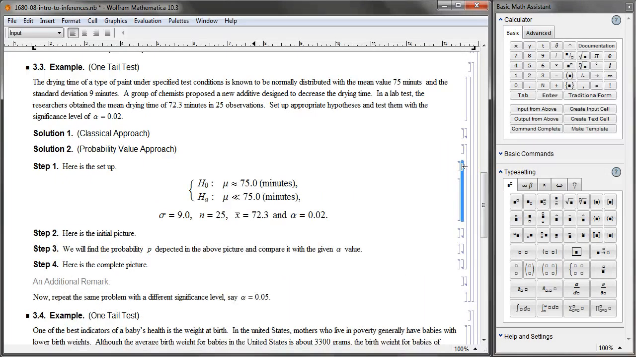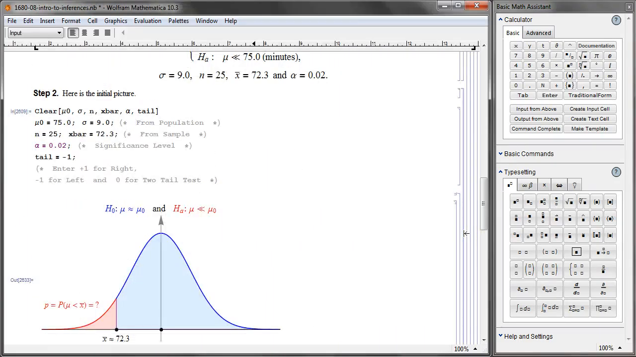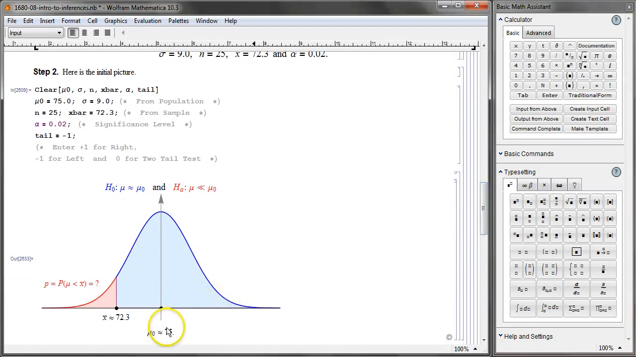The same setup and initial picture, which is a little bit different this time. Centered around 75, well, that's normal. We have to do it around the null value. But instead of looking for the critical value, the threshold, we just consider 72.3 and calculate the area beyond 72.3. And then what do we do? Compare that with the level of significance, 0.02.